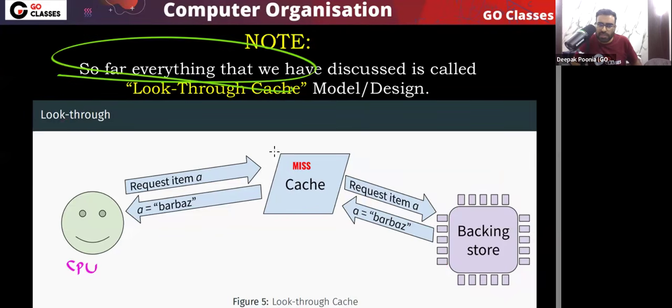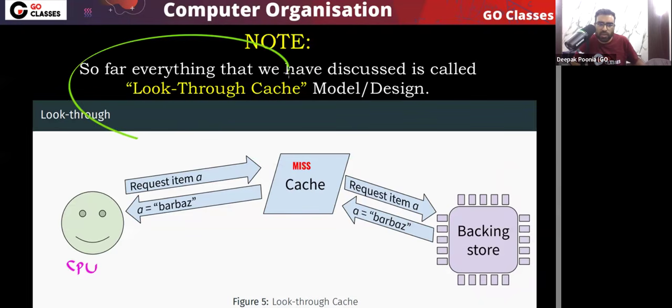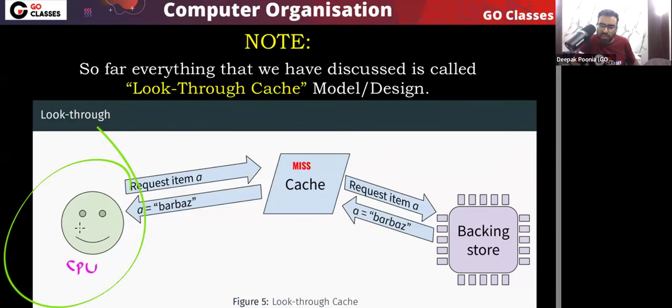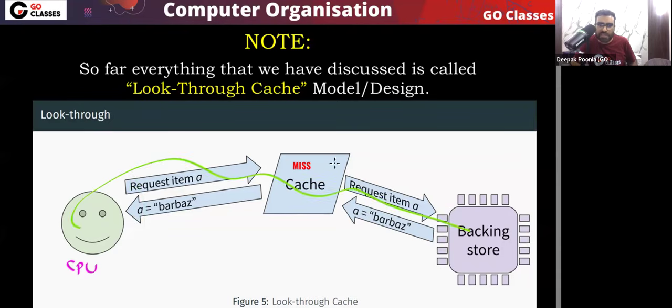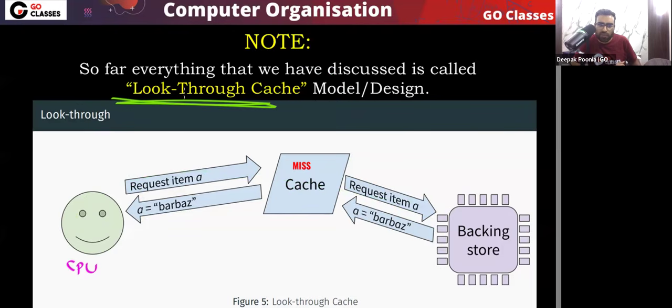So everything that we have studied so far, the memory hierarchy, everything that we have seen, that is basically called look-through design. The name itself is telling you look through, meaning the cache memory is placed between CPU and main memory, and whenever the CPU generates a memory request, we always have to look through the cache. We always have to go through the cache, I can say. But the official, standard name is look through cache.